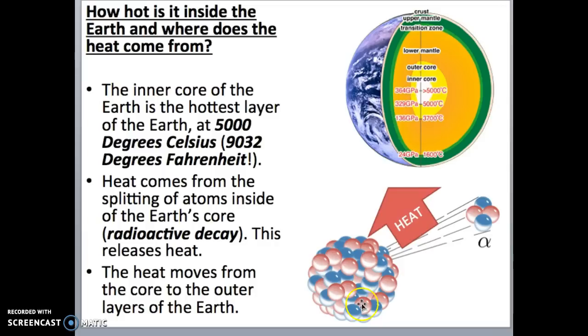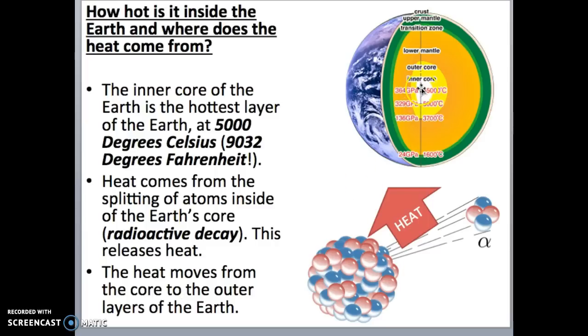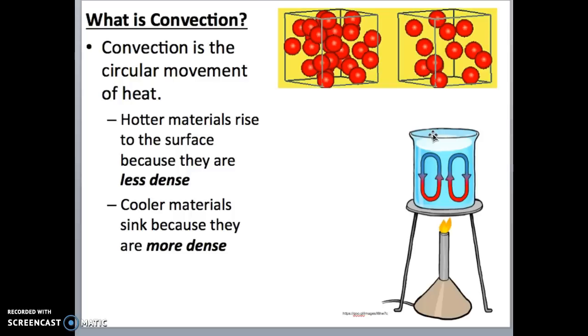Billions and billions of these atoms are inside the core doing this at the same time, and every time they do, they release tons of heat, and that's where all the heat comes from. That heat will travel out towards the outside of the Earth. We're going to talk about convection now, because the way the heat travels through the different layers is quite different based on the layer. One of the ways it can travel is through convection. This is a really important concept because it ties into the next learning targets for next week. So let's talk about what it is.